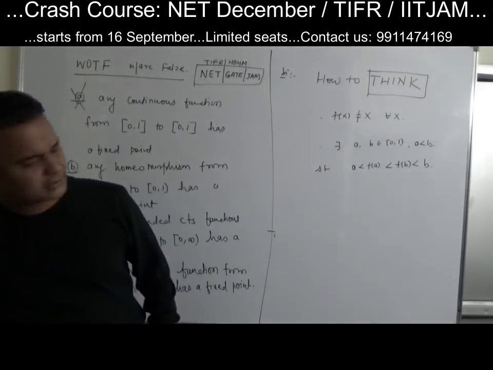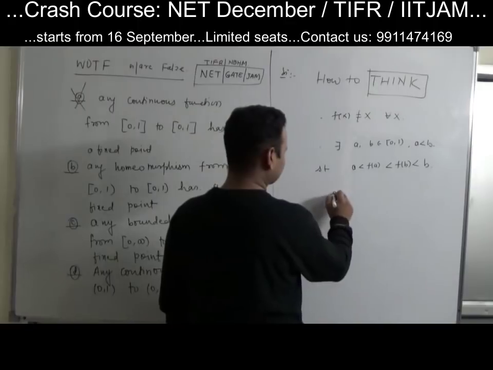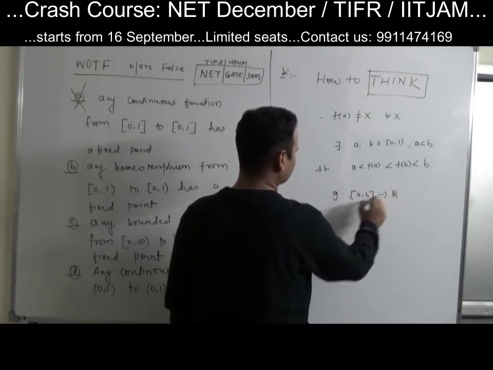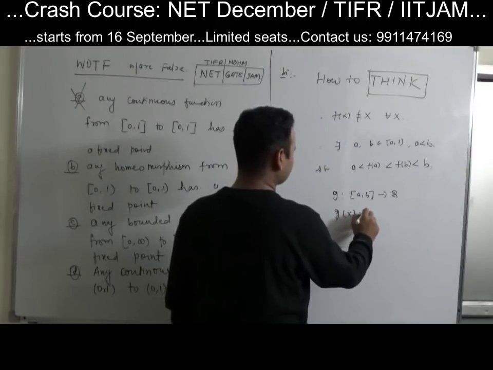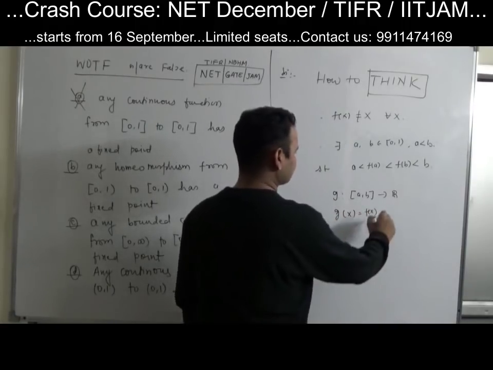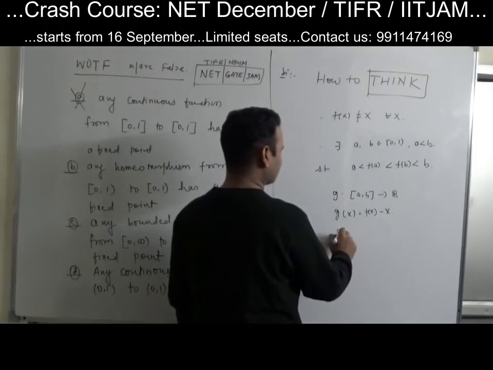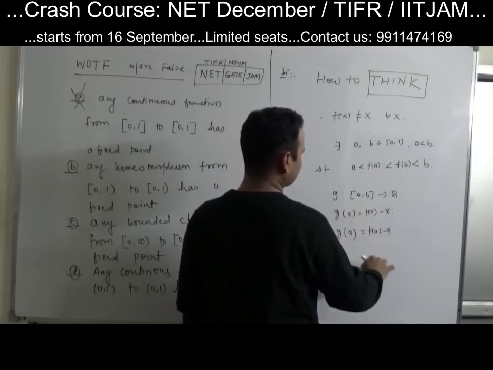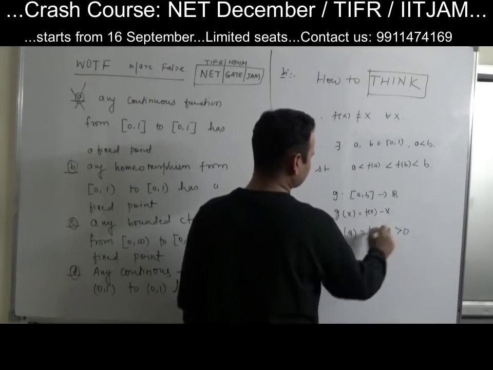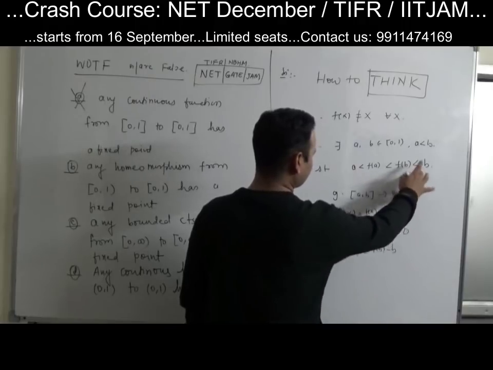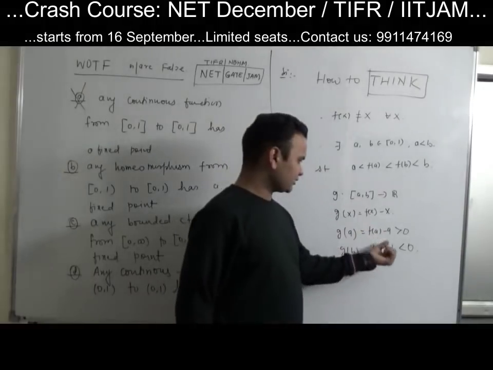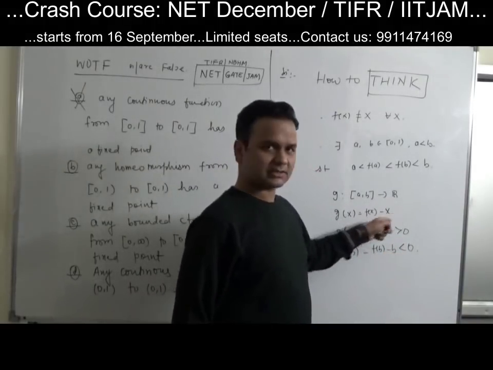Now consider this function from [a,b] to R: g of x equals f of x minus x. So what is g of a? f of a minus a, positive. What is g of b? f of b minus b, negative. So here at a this is positive, at b this is negative, and this function is continuous.